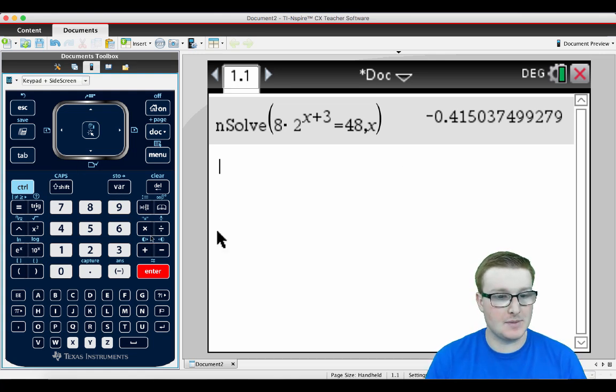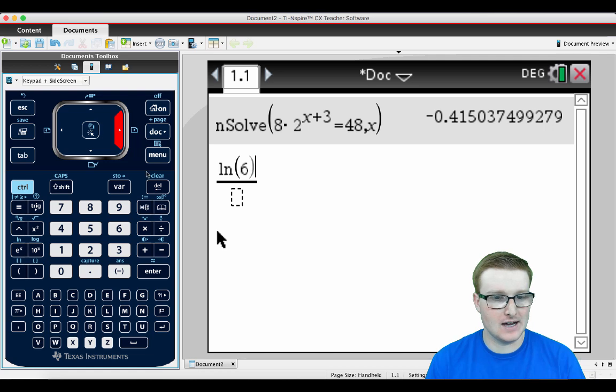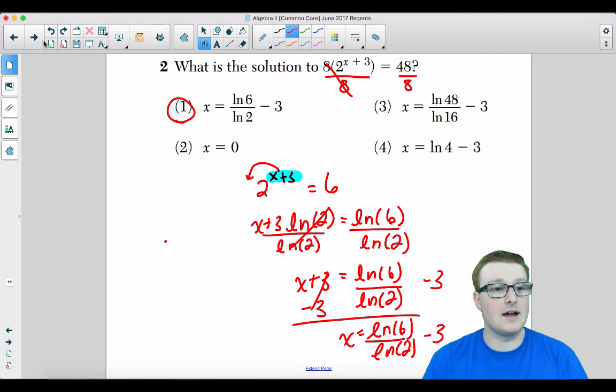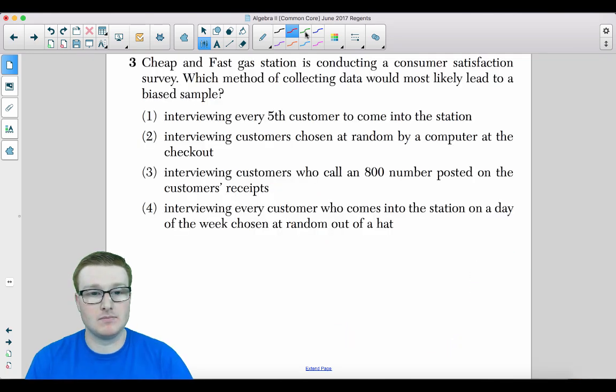Now what you're going to do is type in your answer. The natural log of 6 divided by the natural log of 2 minus 3. And that gives you the same answer. So you know you got it right. Perfect. All right, moving on to number 3.